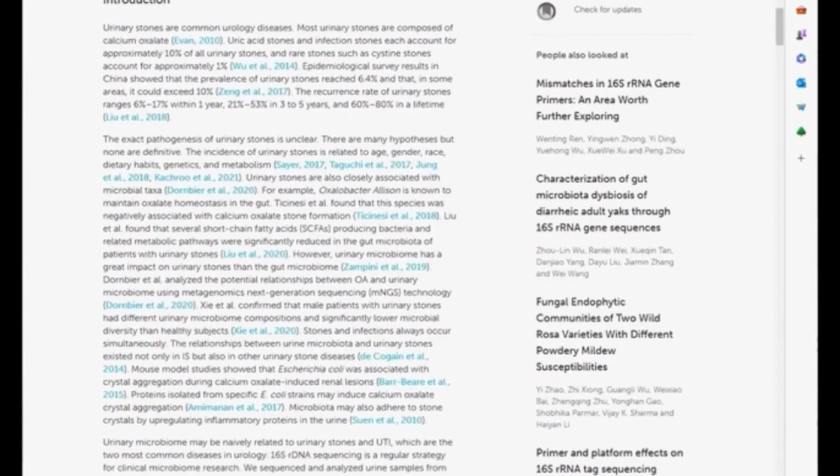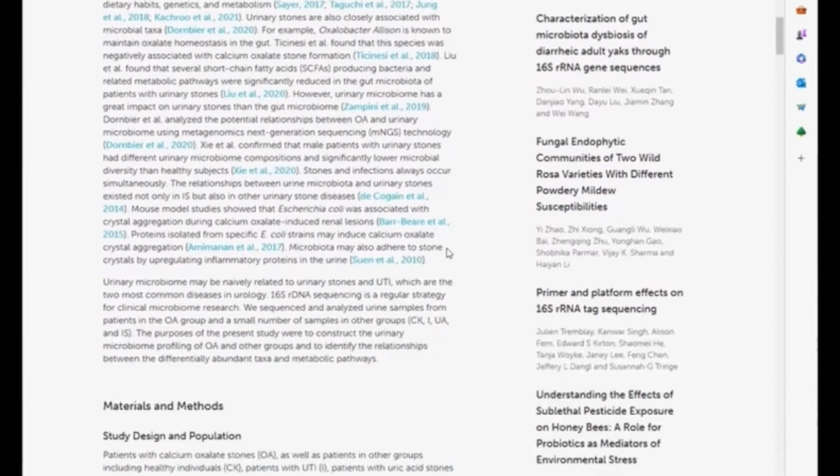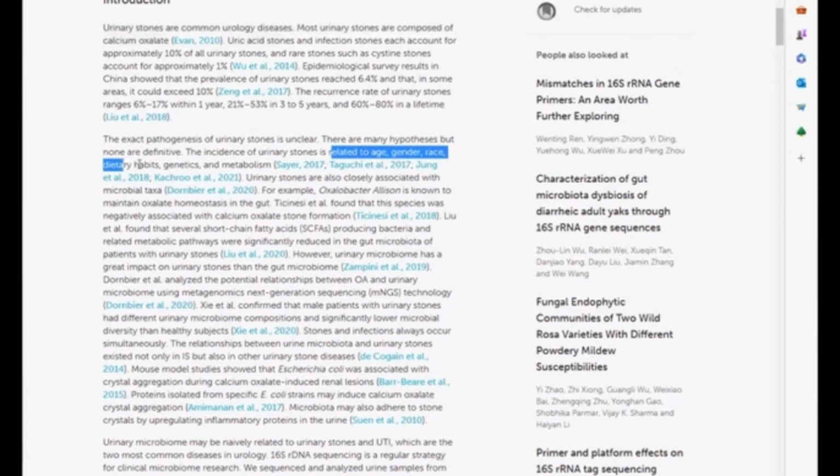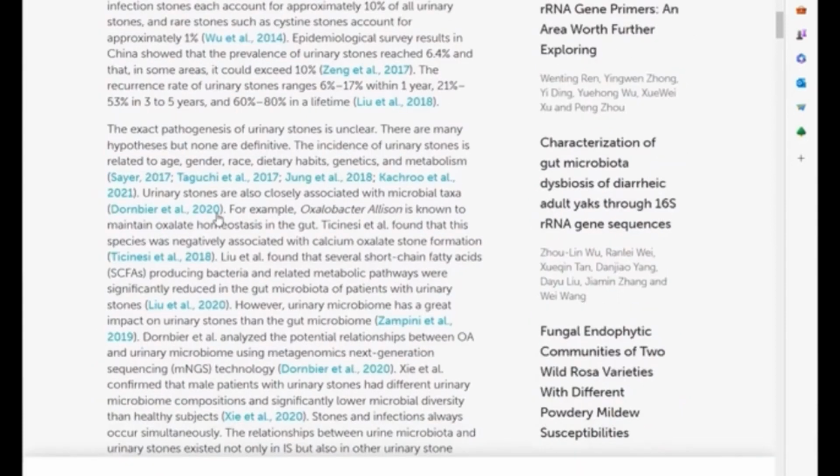It goes on to say the urinary stones are common urology diseases, and that most urinary stones are composed of calcium oxalate, but they could be uric acid stones, and infection stones occur in 10% of them. And then there are rare stones like cystine stones, which are 1%. Again, this is a Chinese study, so the results are from China, but the prevalence of urinary stones is 6.4% in some areas, and can be 10% in other areas. The incidence of their formation is related to age, gender, race, dietary habits, genetics, and metabolism, which is consistent with what I've been saying. And urinary stones are closely associated with microbial taxa.